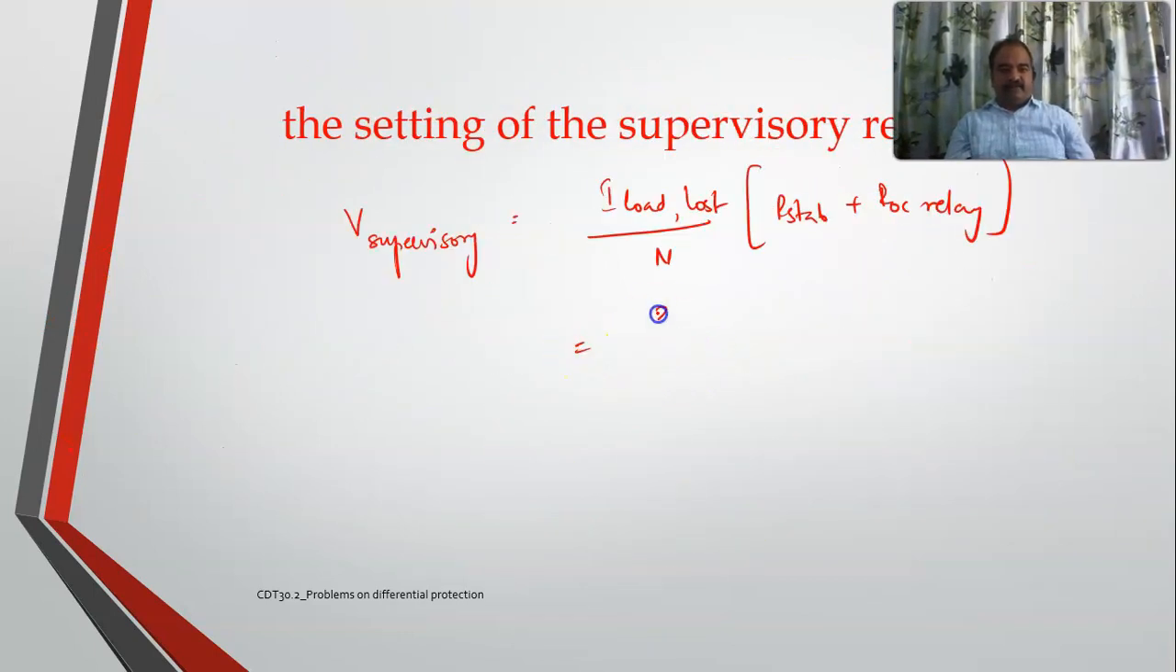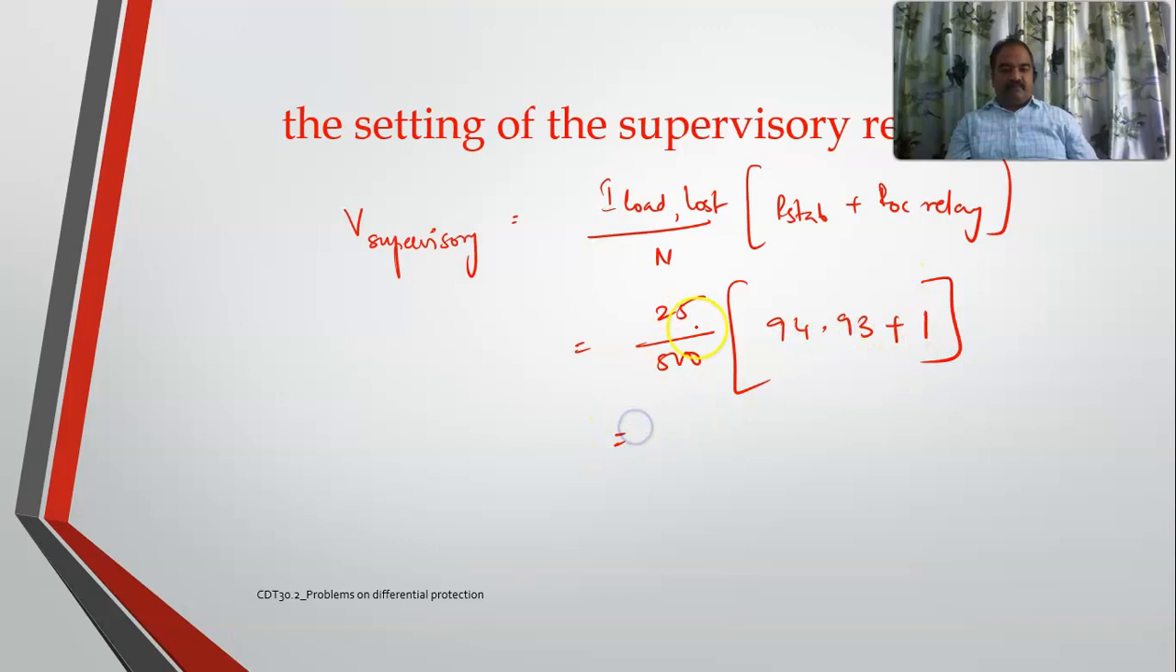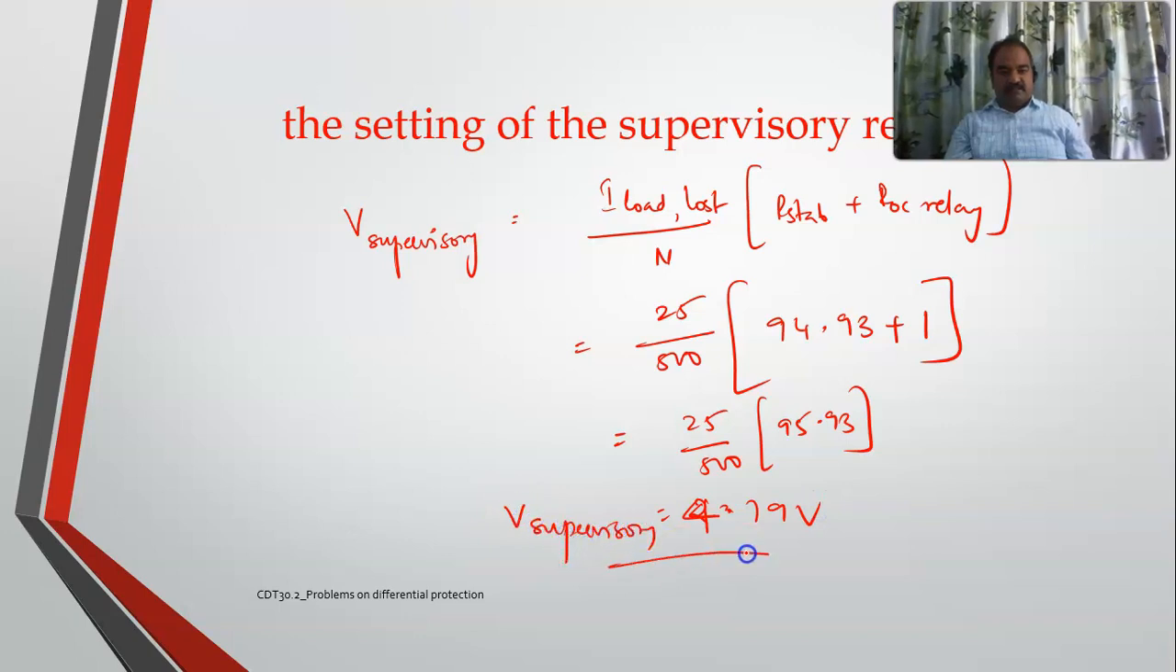So this is 25 by 500 into R stabilizing. I think I have put it as 94.93 plus 1. So if I do this one, this is 25 by 500 into 95.93. If I calculate it, it is 25 into 95.73 by 500, which is 4.79 volts. So this is the supervisory relay setting.